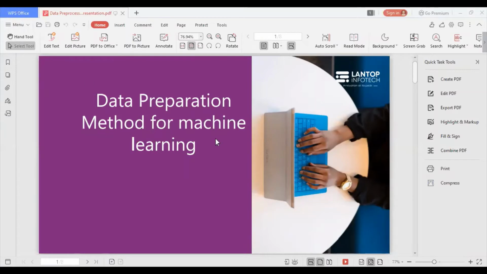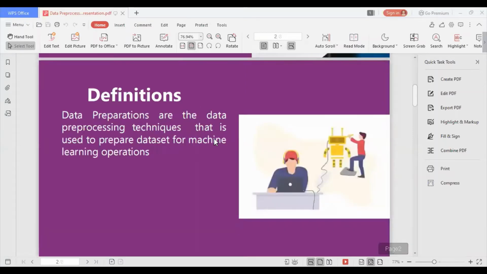So in this class, we'll talk about data preparation methods for machine learning. Do you get that? Data preparation methods for machine learning. What I mean by data preparation methods are the pre-processing techniques that are used to prepare your data set for machine learning operations. Do you get that? Okay.